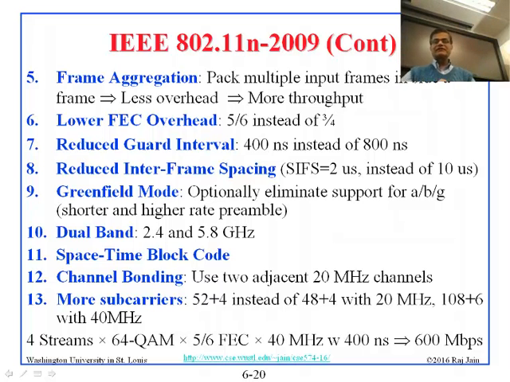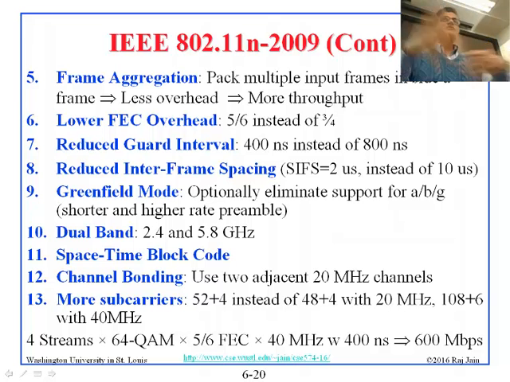So instead of 5/6, they use 3/4. Now 3/4 and 5/6, what is the difference? 3/4 would be 9 by 12, and 5/6 is 10 by 12. Reduced guard interval. So there is guard. We saw the guard in the frequency domain, but there is also guard in the time domain. When we send something, we stop for some time.